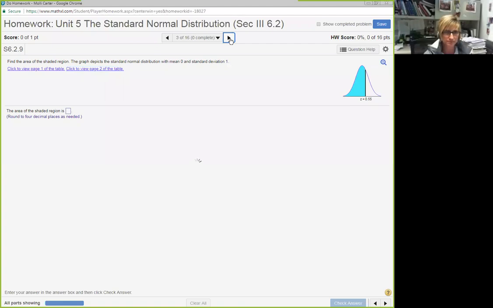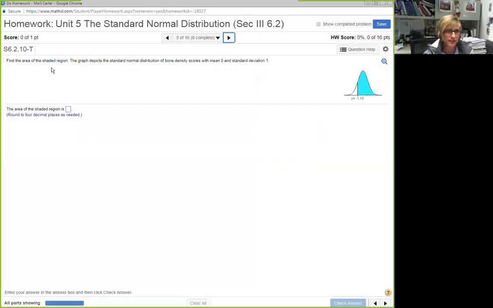Let's look at another one. Find the area of the shaded region, but this time it's to the right. The graph depicts the standard normal distribution of bone density with a mean of 0 and a standard deviation of 1. So what you're going to need to do is use that chart again. That's really strange that in this particular problem it's not right there. So you're going to need to go back to the previous page. I don't like that at all. That may be why you have some questions.